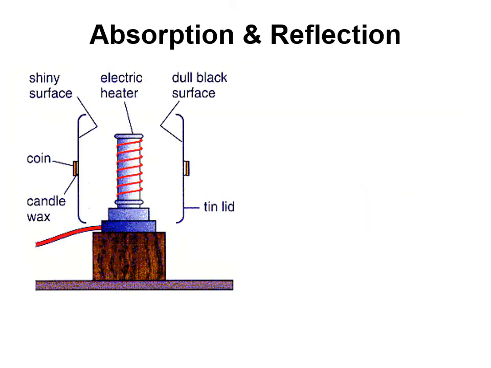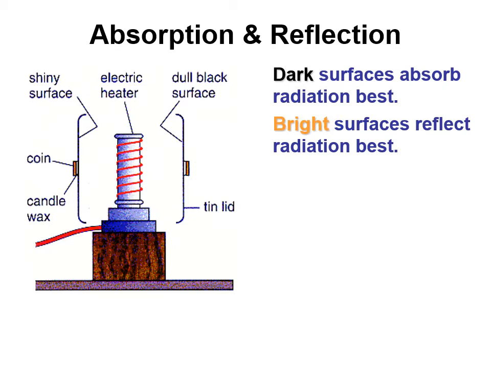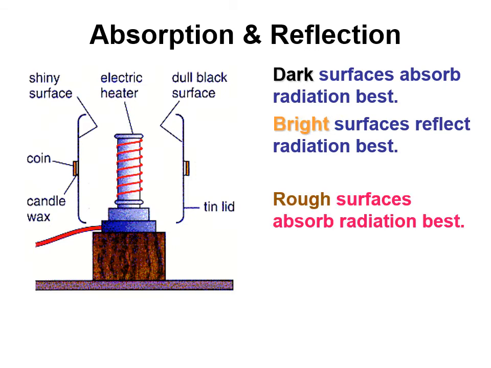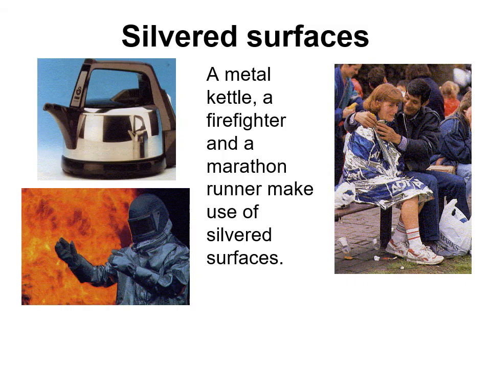In terms of absorption and reflection, if you have, for example, an electric heater and you stick a coin on it with candle wax on a shiny surface, and the same thing again, this time with a dull black surface, the dark surface will absorb the radiation best, and the bright surface will reflect it best. And rough surfaces absorb radiation best, and polished surfaces reflect radiation best.